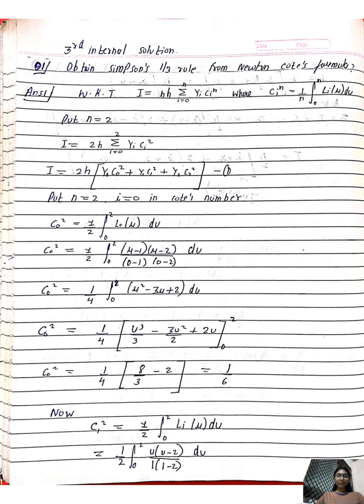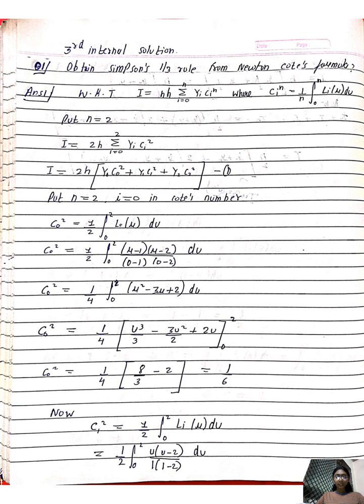So question number one is obtain Simpson's 1 by 3 rule from Newton-Cotes formula. We know that I is equals to n h summation of i equals 0 to n yi into ci power n. There ci n is (-1)^(n-i) by n integration of 0 to n li u du. So put n is equals to 2 in this equation, then we get the equation as I is equals to 2h brackets open y0 c0 square plus y1 c1 square plus y2 c2 square bracket close.